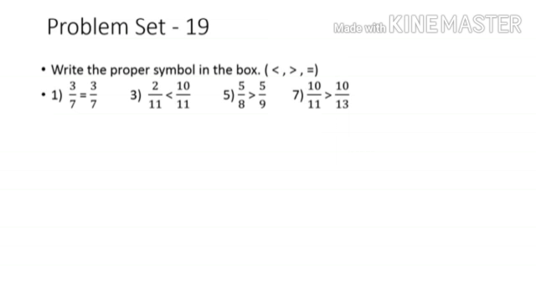The fifth sum. 5 upon 8 and 5 upon 9. Here you have numerators common, so you have to compare the denominators. When you are comparing denominators, the biggest number will give the smallest fraction. Now let us see 5 upon 8 and 5 upon 9. So 9 is the biggest number in the denominator. So 5 upon 9 will be the smallest fraction.